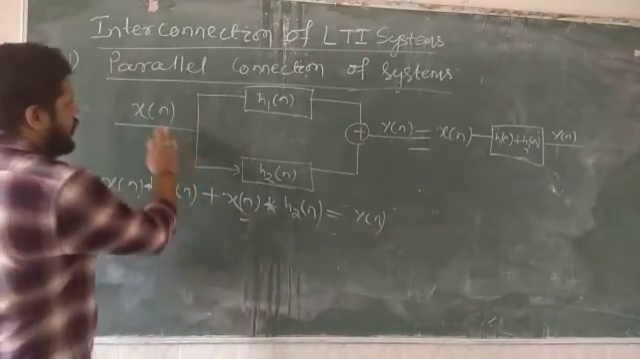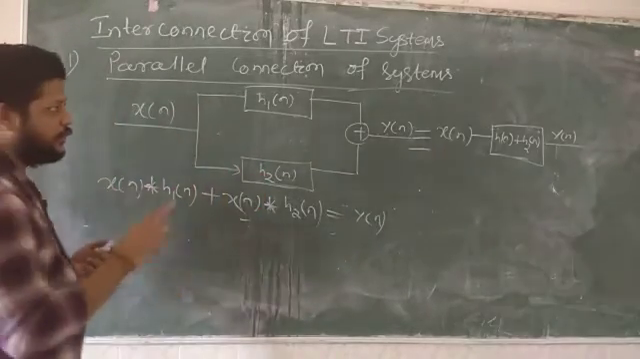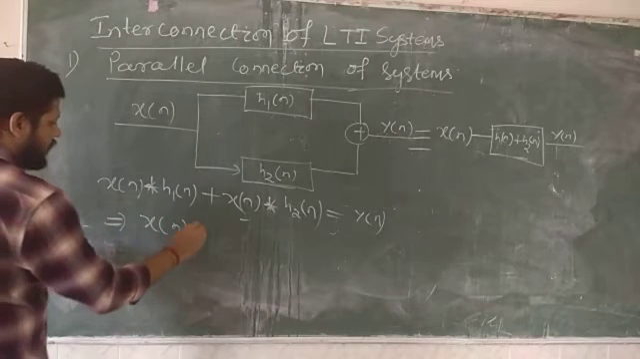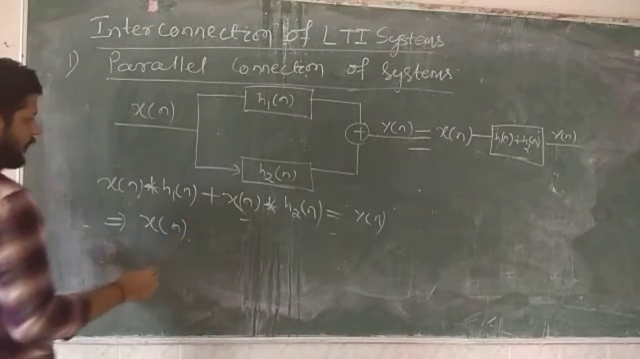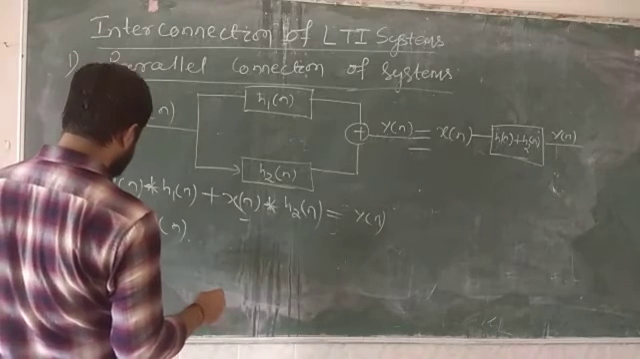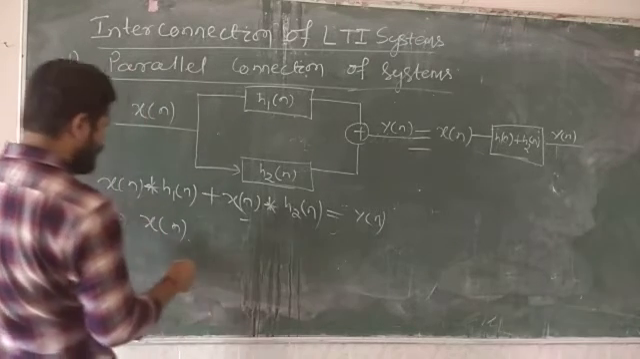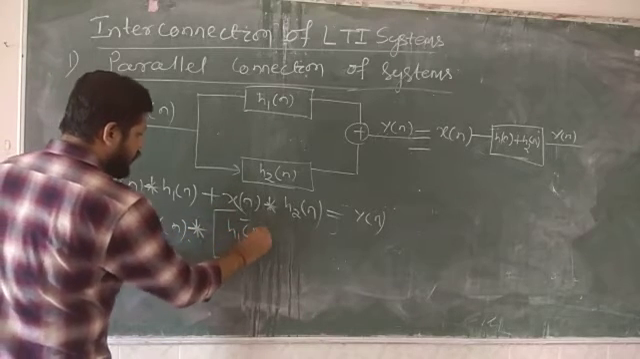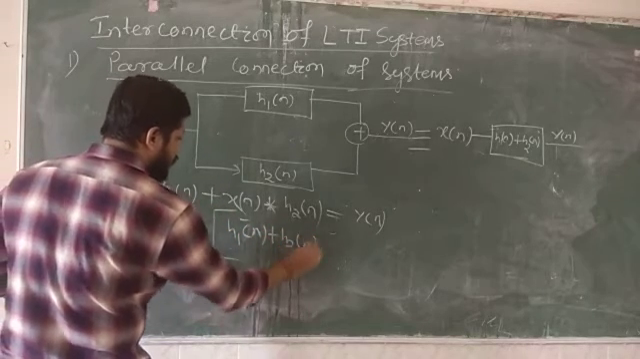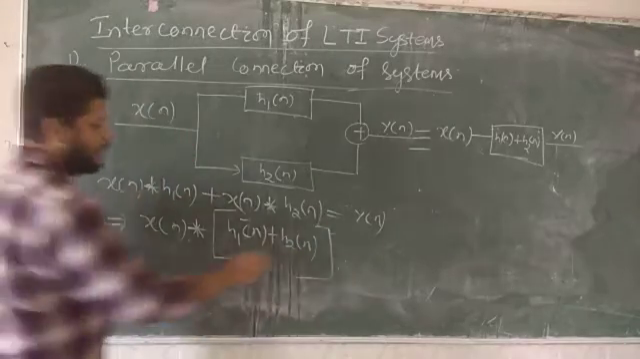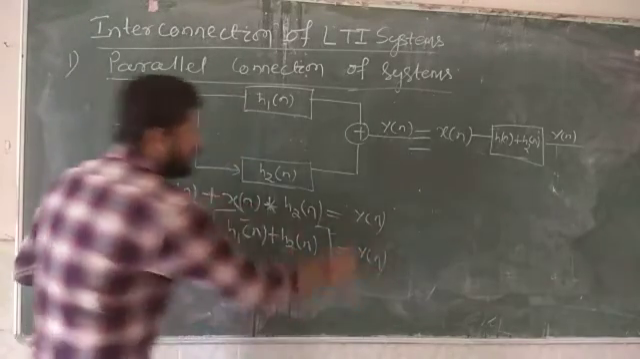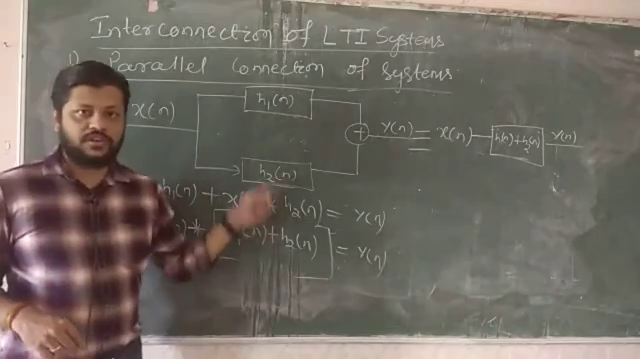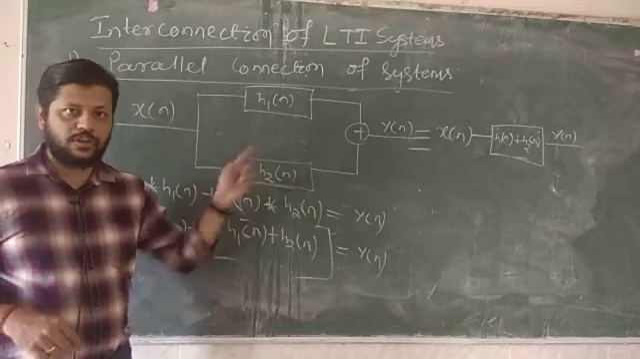So x[n] convolved with h1[n], and x[n] again convolved with h2[n], both added, give y[n]. Taking x[n] as common, we get x[n] convolved with h1[n] plus h2[n], which is equal to y[n]. So whenever two systems are connected in parallel, the overall system response becomes the addition of the two responses.